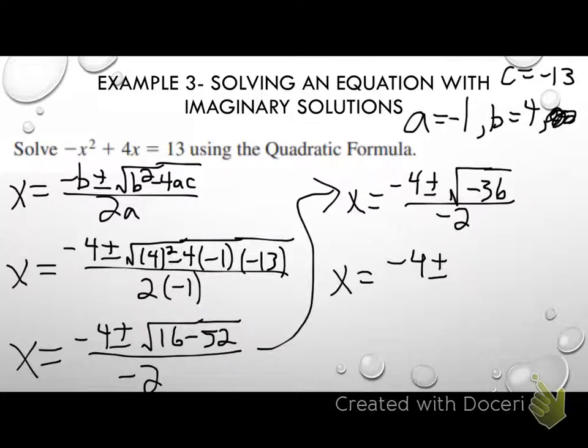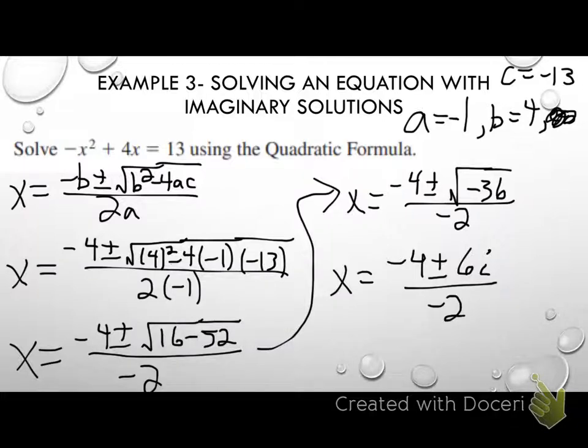I can break it up into -1 times 36, right? What's the square root of -1? I. What's the square root of 36? 6. So it would be 6i, with nothing left under the radical, because I took the square root of everything. So when you take the square root of a negative, you get i. Something i, or i square root something.